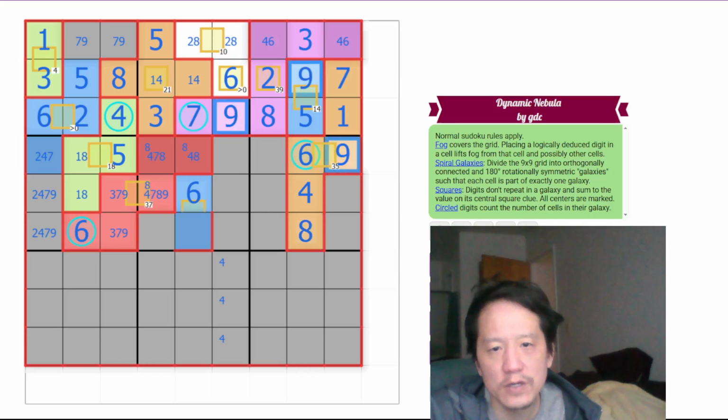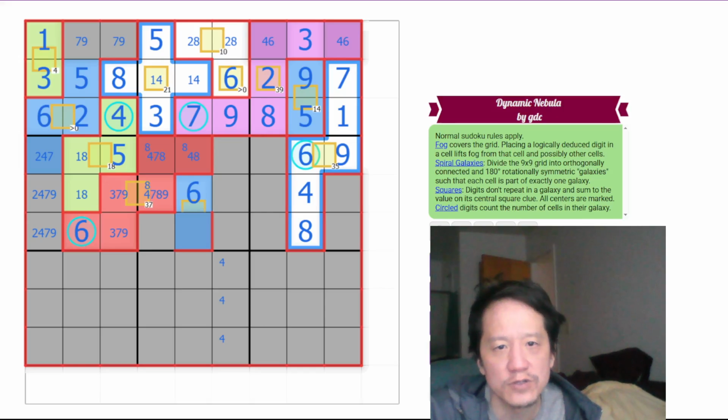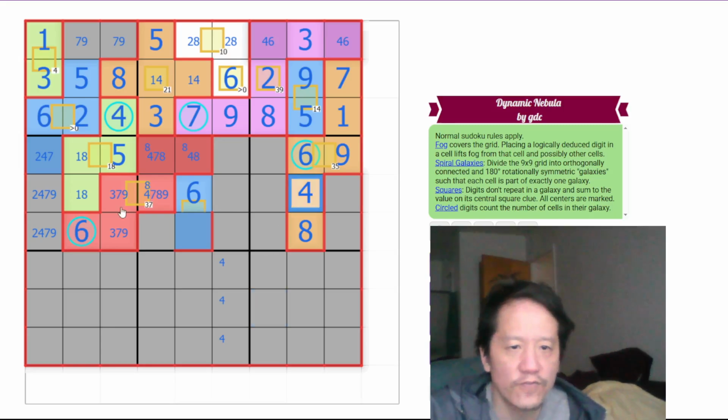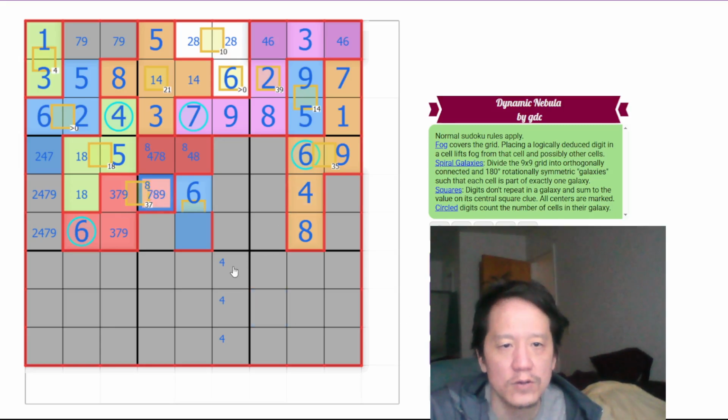Let me clear out the cells right now so we can make sure that the fog is cleared. Yep. That fog is cleared. 4 cannot be here. So one of this can't be 4 either. We know there's a 4 in this region to add up to 37. So 4 has to be here. This can't be 4. This must be a 4 here.